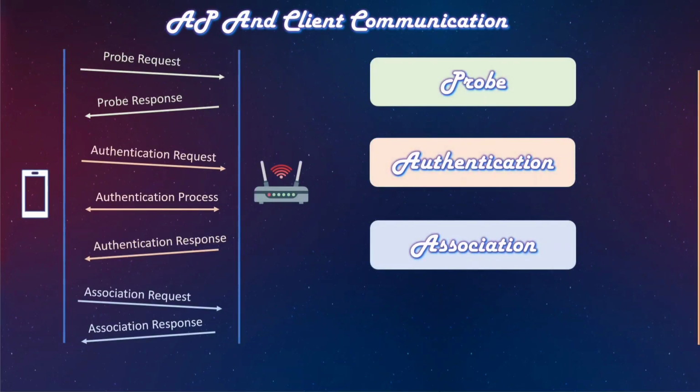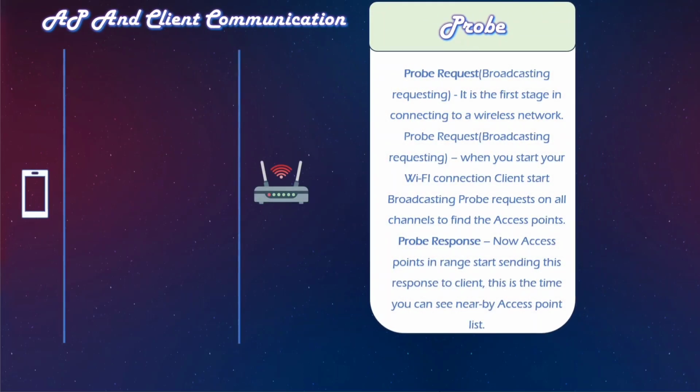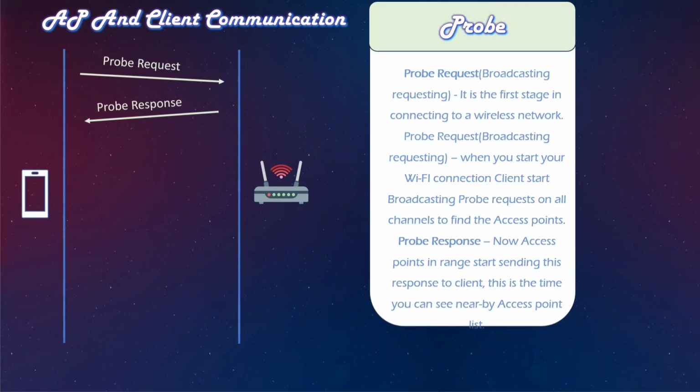AP and client communication. This process works in three main parts: probe, authentication, and association. Probe. It is the first stage in connecting to a wireless network. When you start a Wi-Fi connection, the client starts broadcasting probe requests on all channels to find the access point. Now the access points in range start sending their responses to the client. This is the time you can see the nearby access point list.